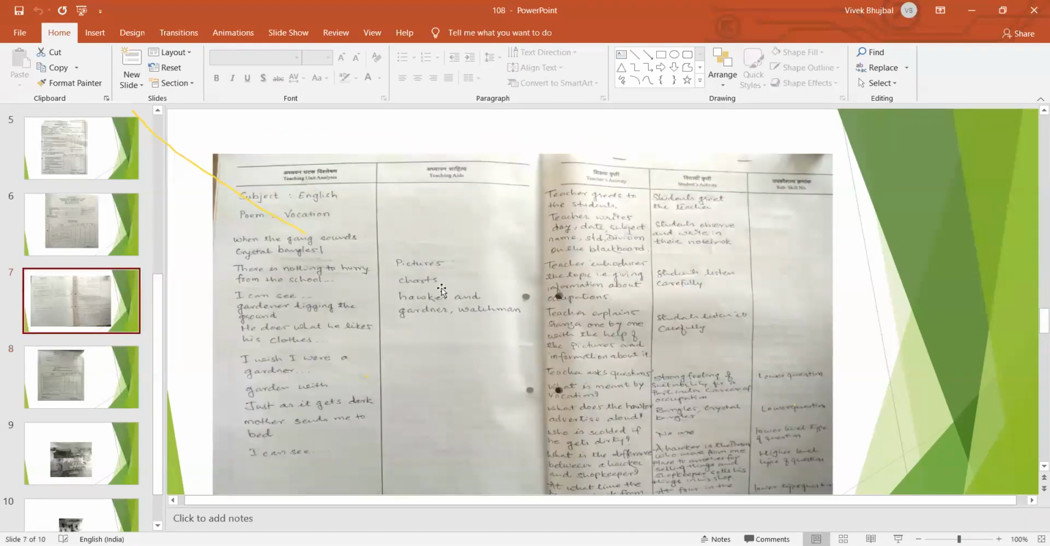Let's see. Here is the teacher's activity. So teacher greets the students. Good evening. Teacher writes day, date, subject, name, standard, division on the blackboard. I have shown you my blackboard and that all I have written already.